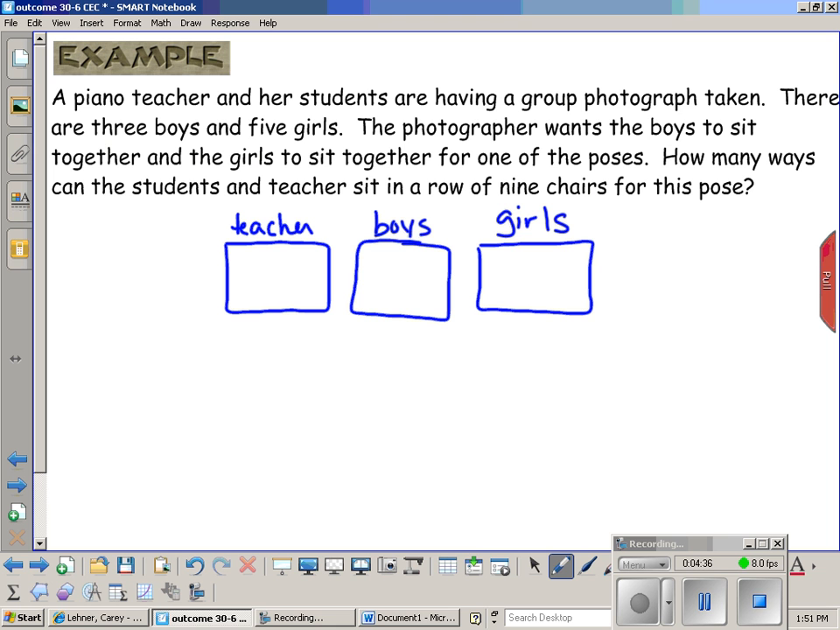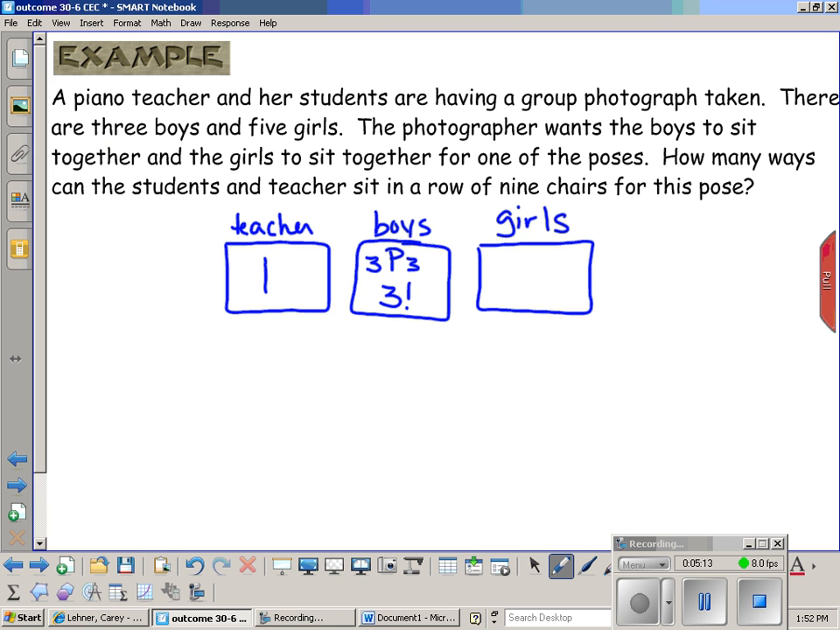What we do know is that there's only one teacher. We know there are 3 boys, and we know we are ordering them, and we know we are putting all 3 of them together. So we can use a permutation formula. 3 boys, and we're picking 3 of them for this order. Or you can choose to just say 3 factorial, because remember, if you are using all of the items, or in this case, all of the boys, 3P3 is the same as 3 factorial. So whichever one makes more sense to you.